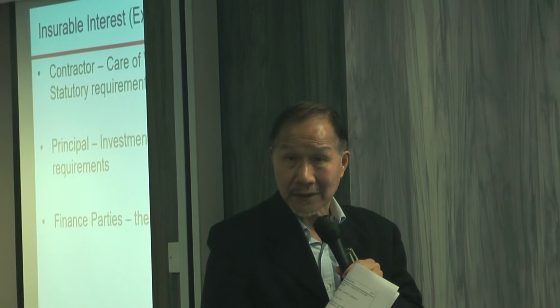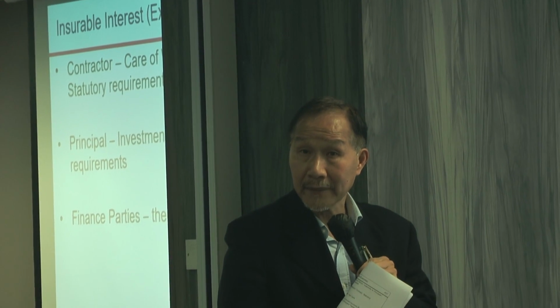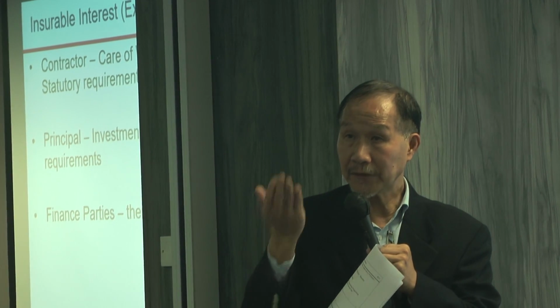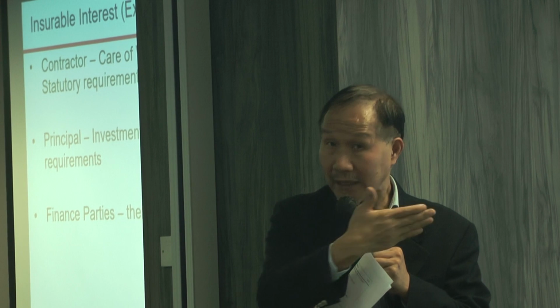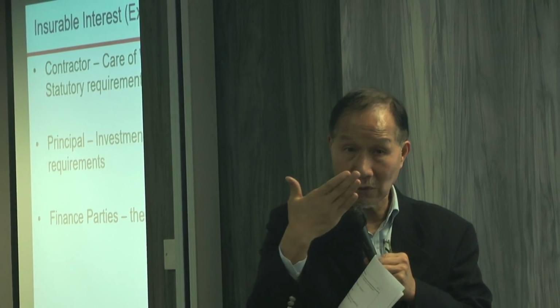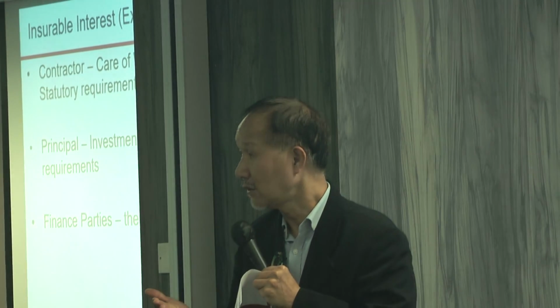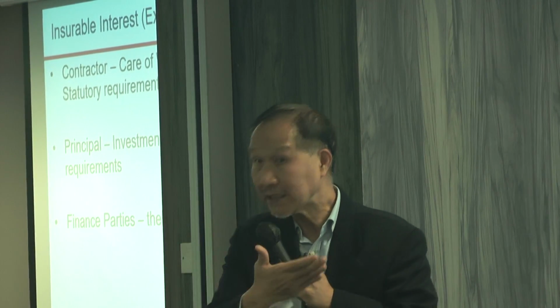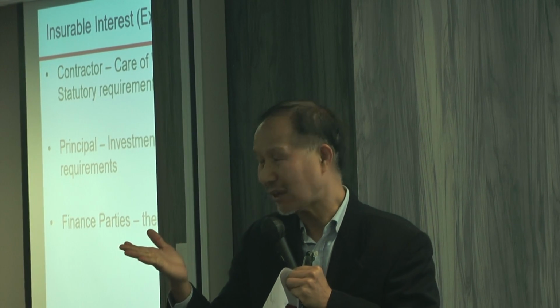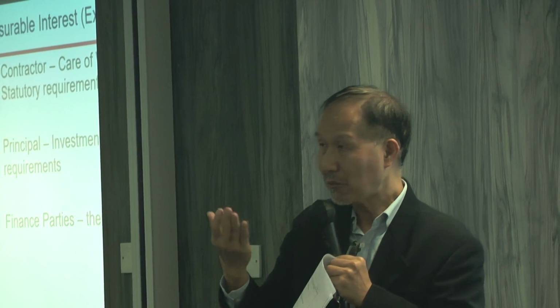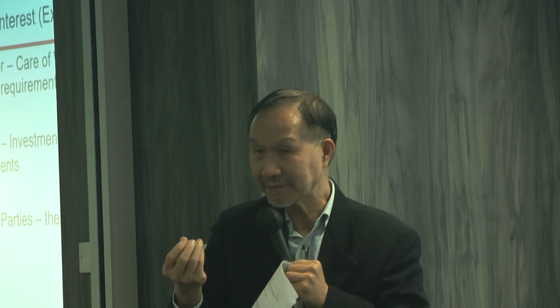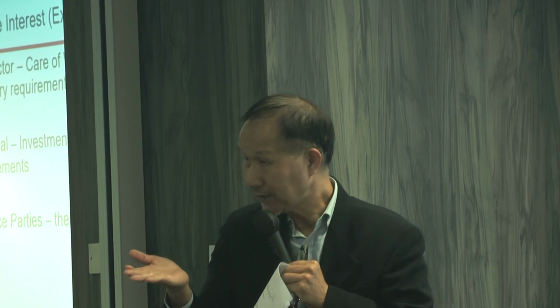Finance parties, the banks, all have their insurable interest in the project because they advance a loan. If the project is frustrated, then their loan is at risk. So it's all reasonable, legal, and permissible for banks to be named in an insurance policy. In my old days, when I wanted to buy a small flat, I went to the bank for a mortgage. Typically, you will see the bank adds its name to that insurance policy because it also has an insurable interest in the policy.